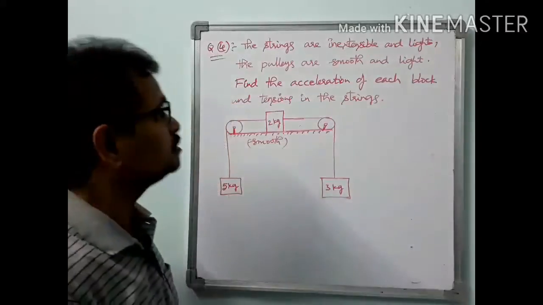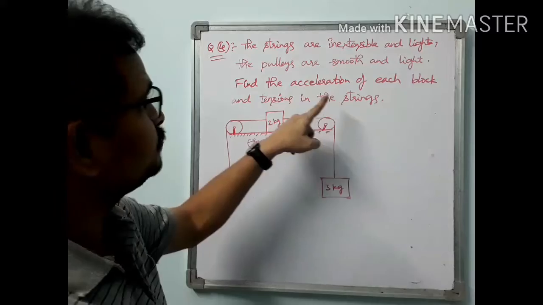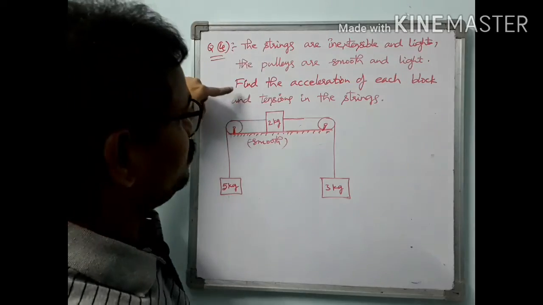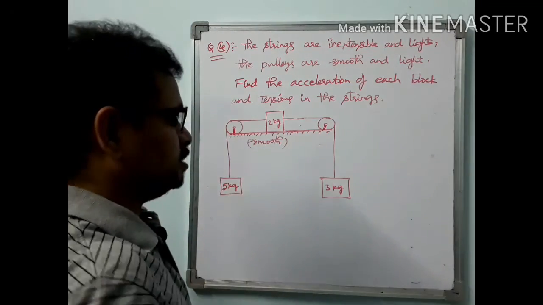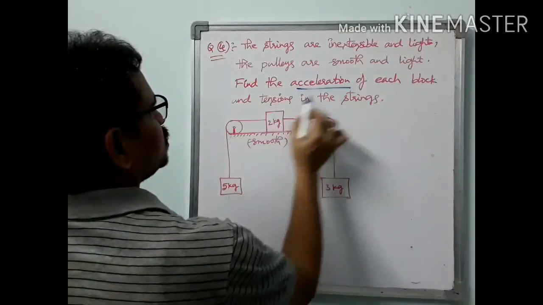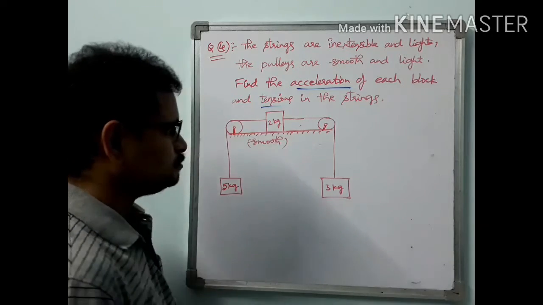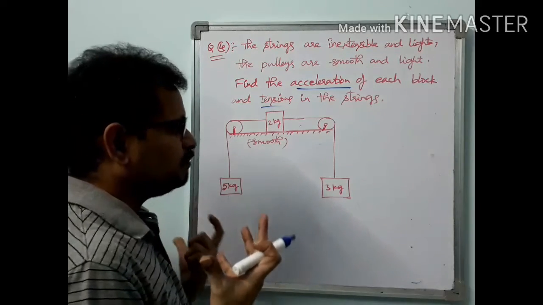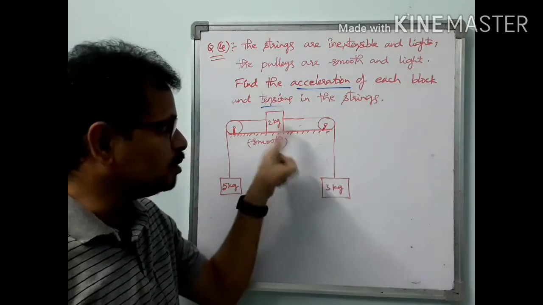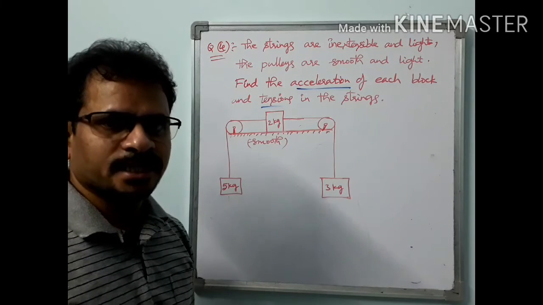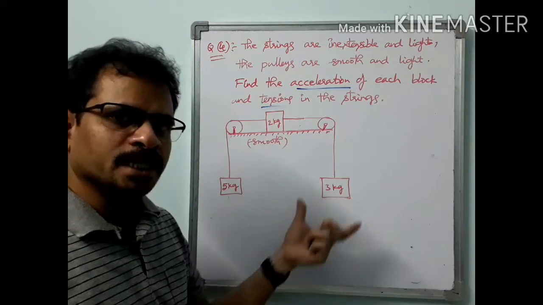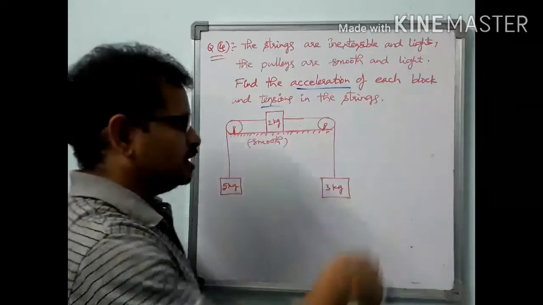Okay, the next question is, the strings are inextensible and light. The pulleys are smooth and light. This one repeats in each and every question. Find the acceleration of each block and the tension in the strings. So what is the acceleration and tension in the strings here? Do you want me to consider each and every block separately, or shall we consider all these blocks and ropes as a single system? If you are thorough enough, we can go through that method. If you are not thorough enough, we can go with this one. So I think we can go with that one here now, right?